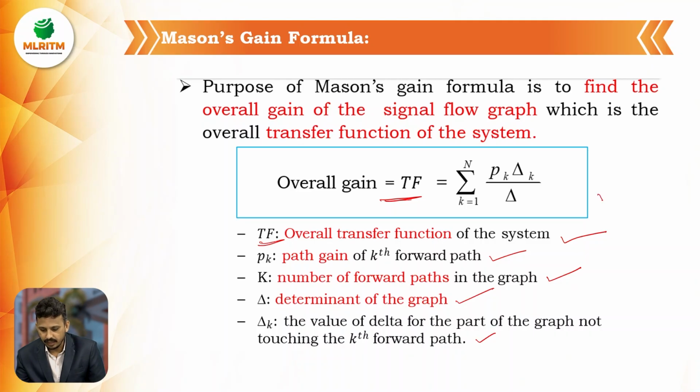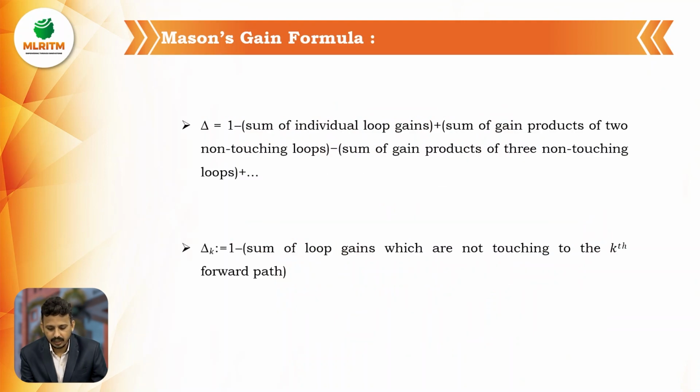So this is Mason's gain formula, which is very much useful to reduce a block diagram as well as signal flow graphs. So delta is equal to 1 minus sum of individual loop gains plus sum of the gain product of two non-touching loops minus, and so on.